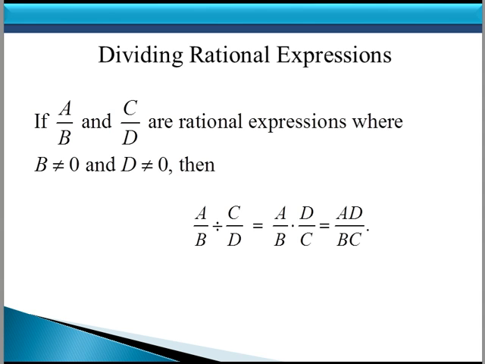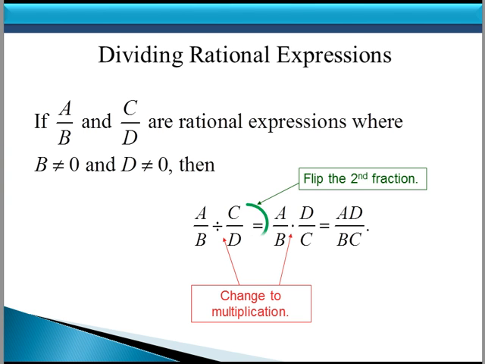Okay, let's now look at a division example. So here's the definition of dividing rational expressions. If a over b and c over d are rational expressions where neither denominator is equal to 0, then to divide a over b by c over d, we first change it to multiplication, and then we flip the second fraction. So notice that c over d became d over c. Then we're ready to multiply: we multiply the numerators together to get a times d, and the denominators together to get b times c.